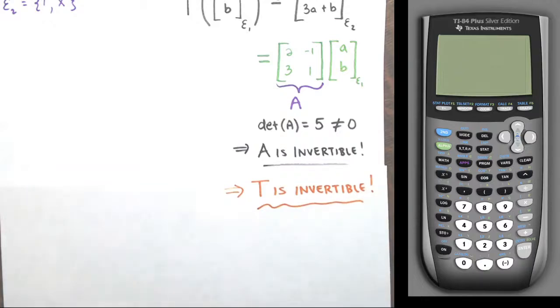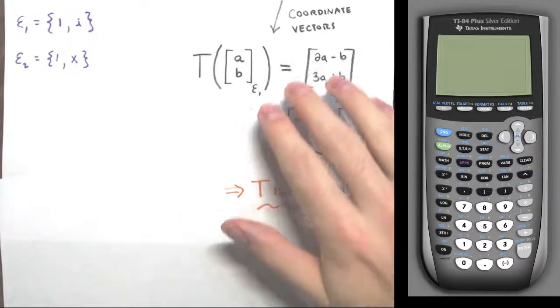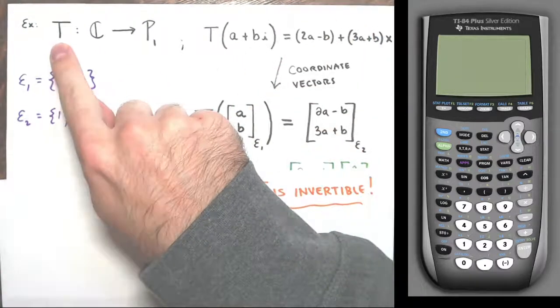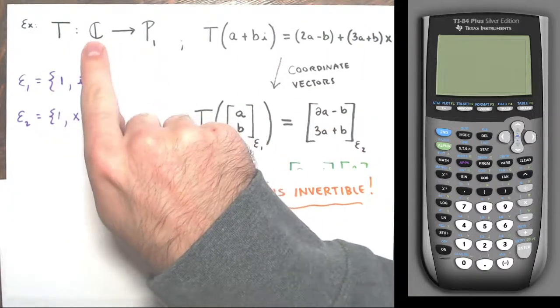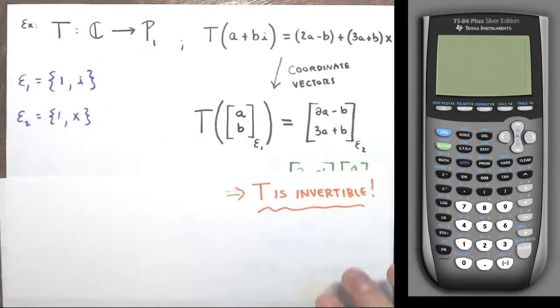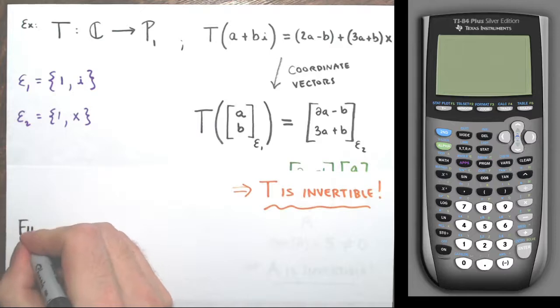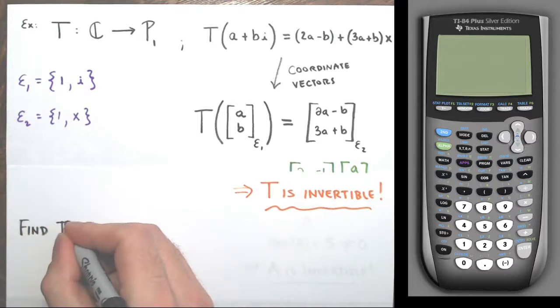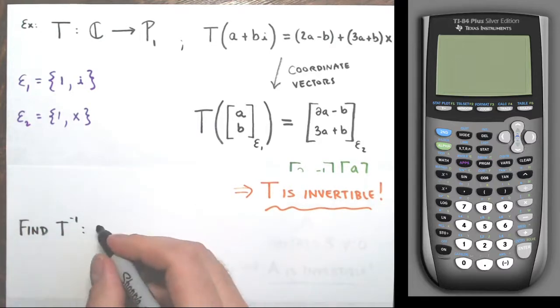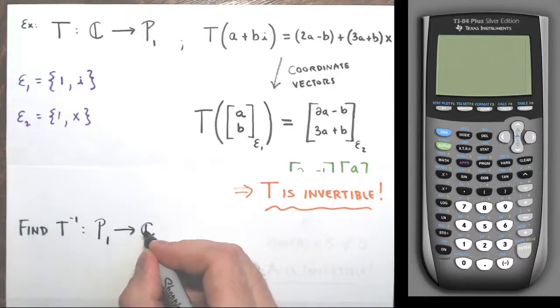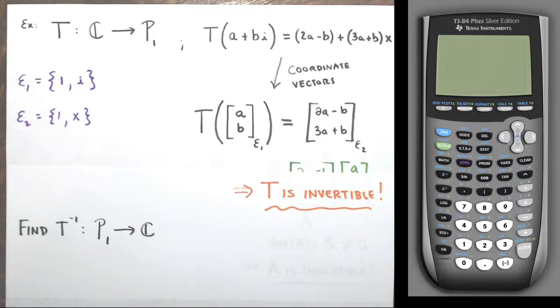All right. So now that I know that T is invertible, let's find the rule for T inverse. Now T inverse is going to take a polynomial and map it to a complex number. All right, so let's do that. Let's find T inverse. Now T inverse is again going to be a mapping from P1 to the complex numbers.